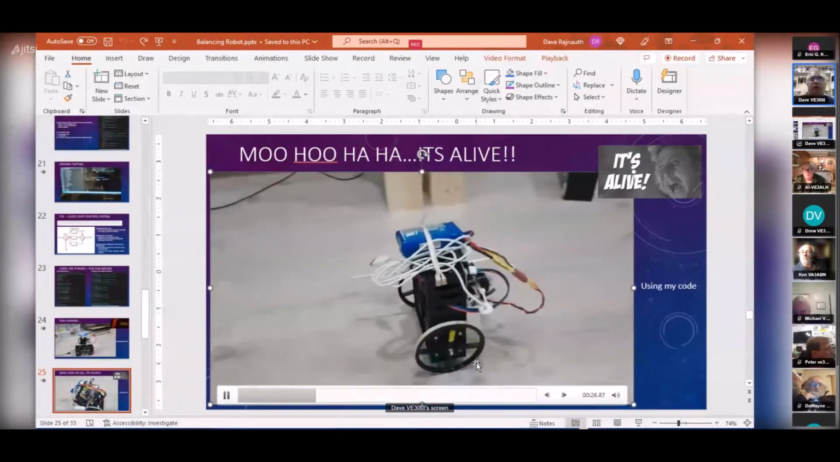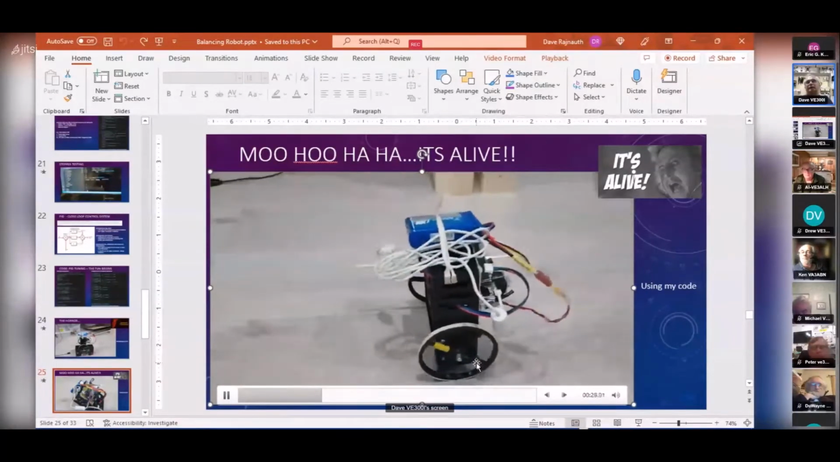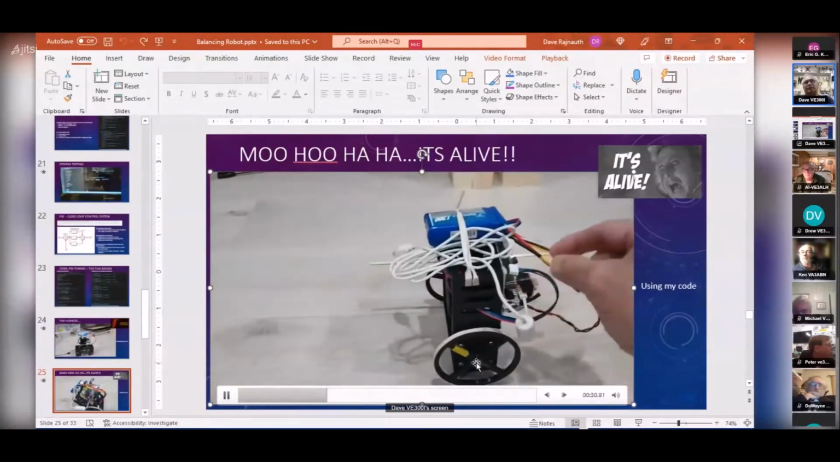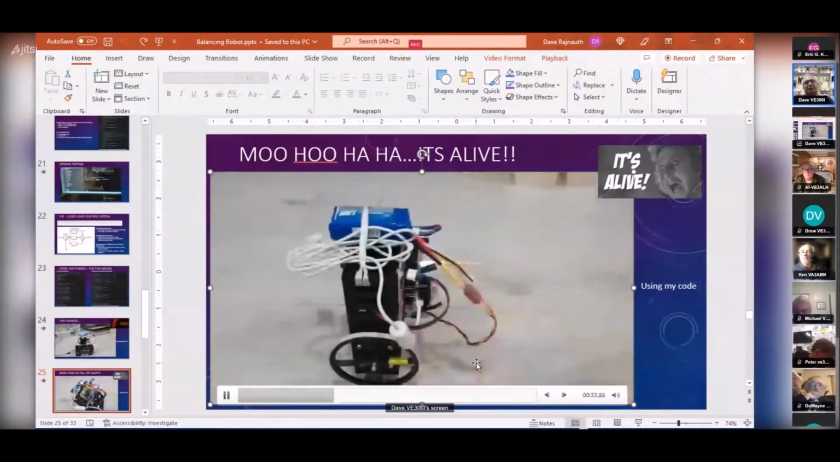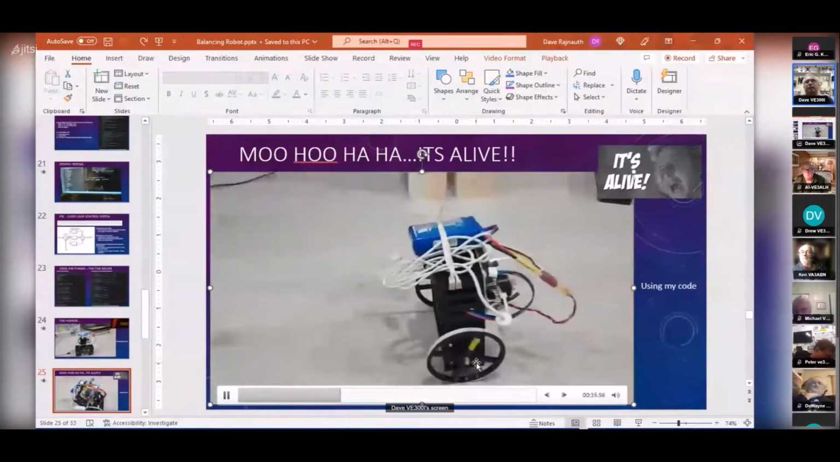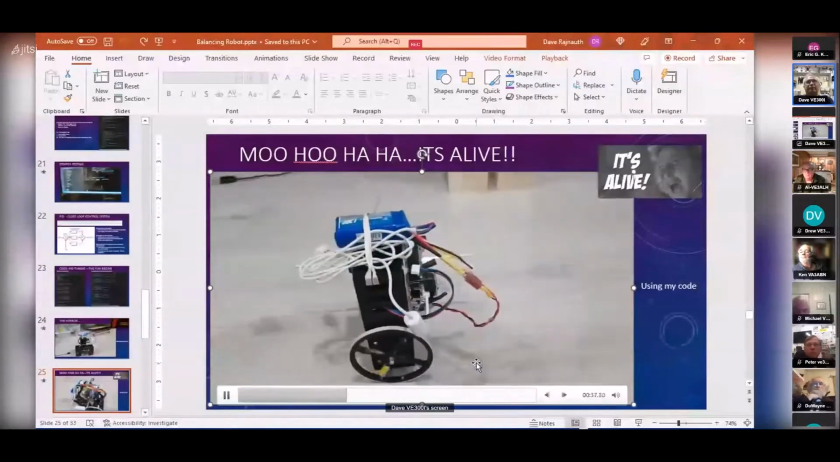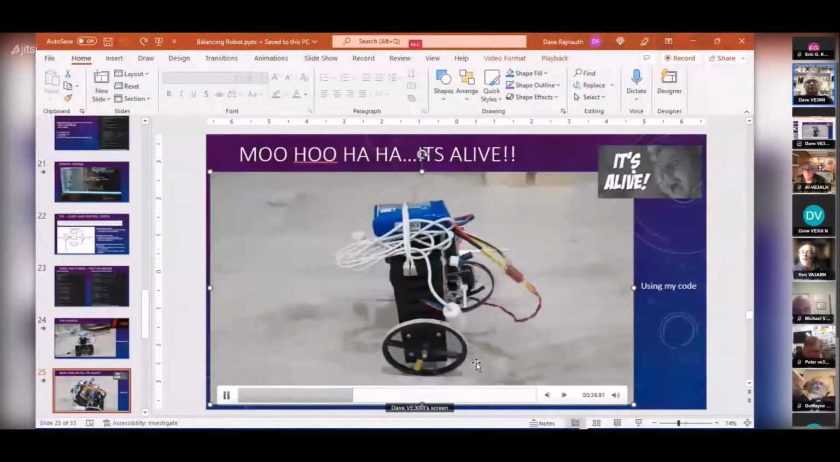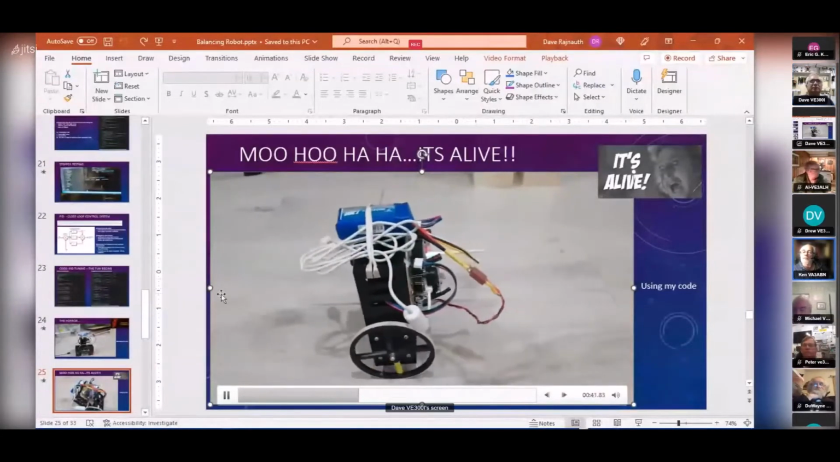And if you push it, it self-balances itself. That's a real test. Are you guys seeing this okay? Yeah, it's pretty cool.